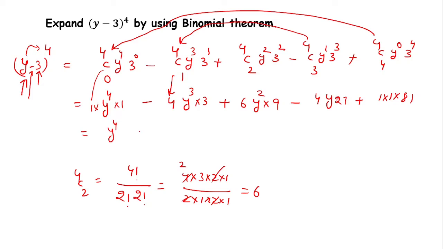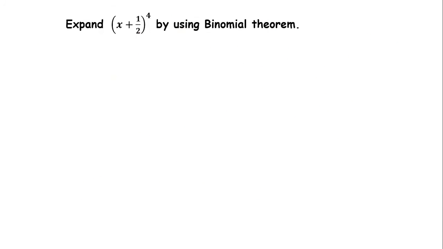This is y power 4 minus 12y cubed plus 9 times 6 is 54, and we have 4 times 27. 4 times 27 gives me 108, 108y plus 81. So that is my final answer for the expansion of y minus 3 whole power 4. The next question you will solve on your own.